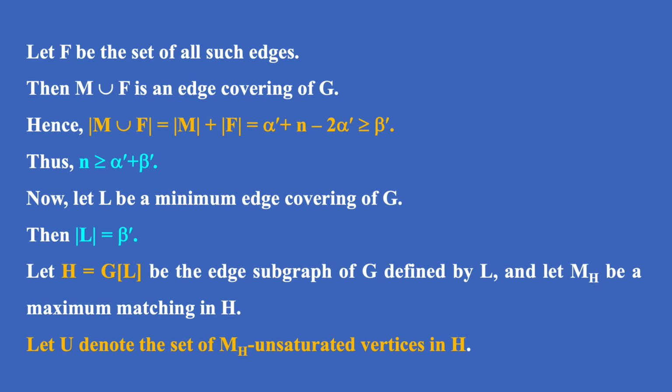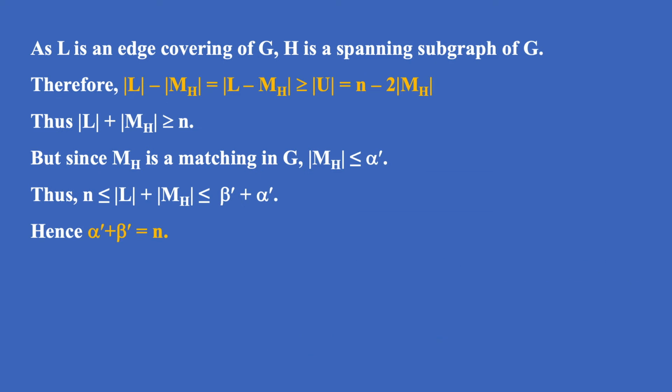Now, let L be a minimum edge covering of G. Then, the cardinality of L is equal to beta dash. Let H = G[L] be the edge subgraph of G defined by L, and let M_H be a maximum matching in H. Let U denote the set of M_H-unsaturated vertices in H. As L is an edge covering of G, H is a spanning subgraph of G.